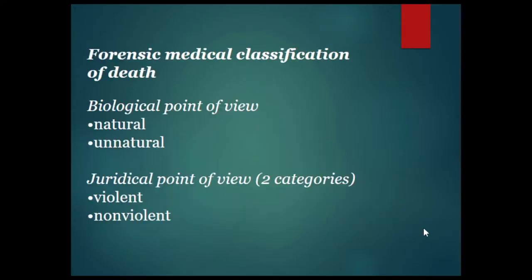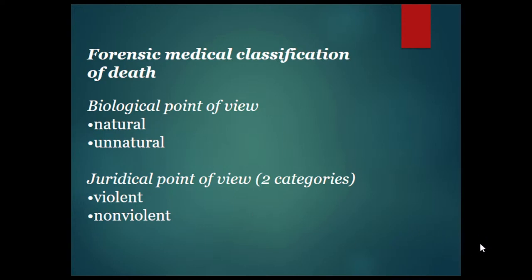In forensic medicine, we classify death. We could use the so-called biological classification or legal classification. From the biological point of view, death could be divided into categories like natural and unnatural death. Natural death is death which might happen due to some natural reasons like elderly age, very old age, or some kind of immaturity. And unnatural death is death due to diseases and traumas.